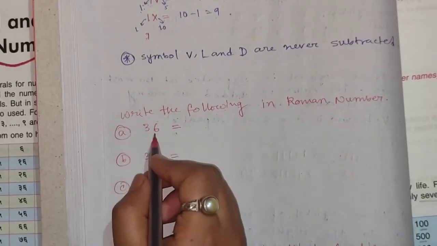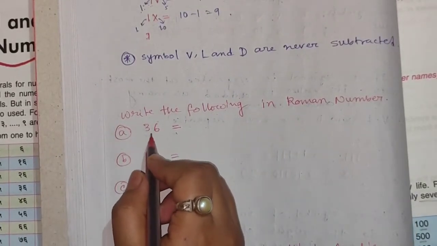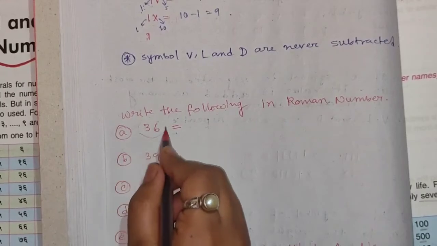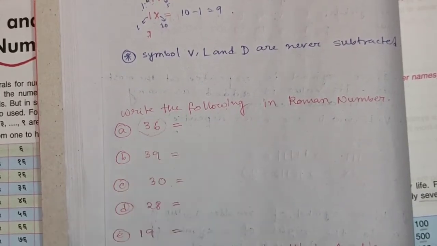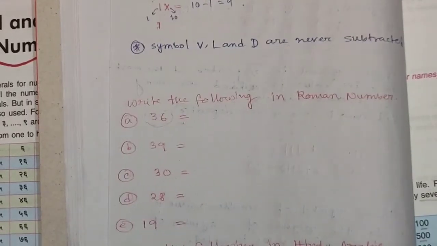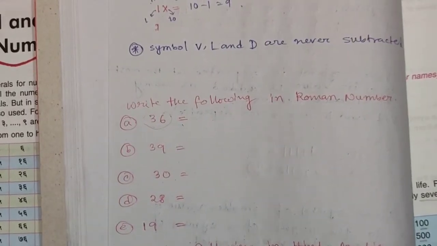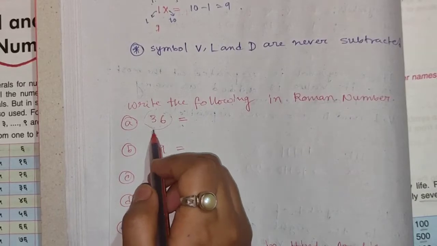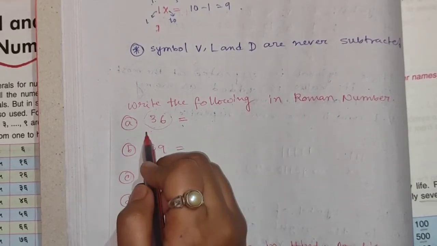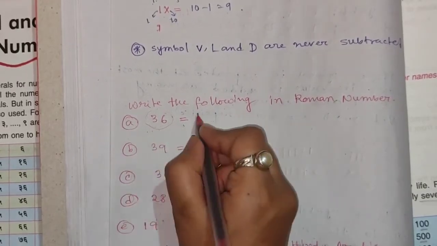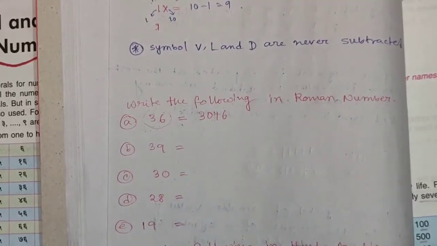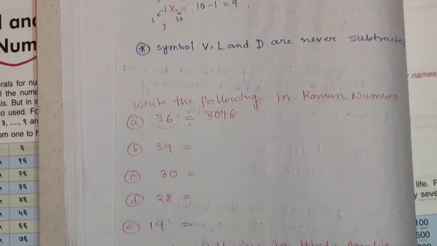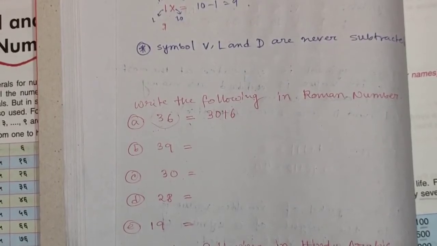So what will be the Roman numeral of this number? 36. We don't know any basic Roman numeral of 36. আমরা 36 এর কোনো basic Roman numeral জানি না। So how can I write this number into a Roman numeral? 36. So 36 কে আমরা এইভাবে লিখতে পারি 30 plus 6. 30 plus 6. So এবার আমরা 30 কে কিভাবে লিখতে পারি?